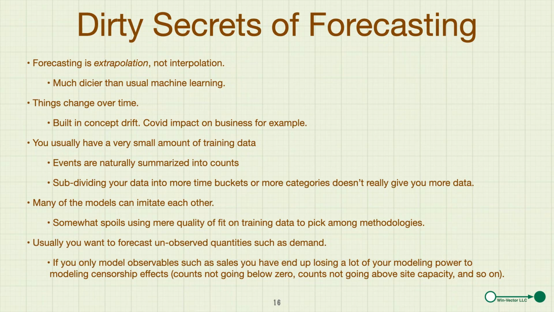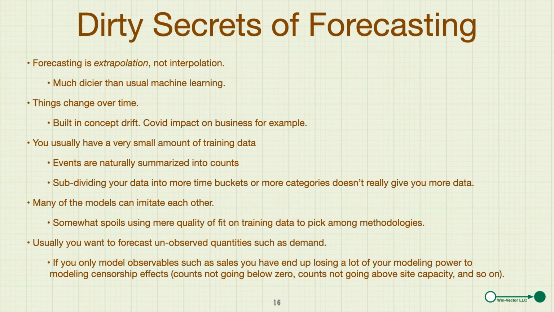Many of the models can imitate each other. They can make identical predictions with different parameters. This kills the usual methodology of we will just use quality of training fit to find the best model. Yes, you'll find the best model, but you don't know that you've eliminated other models that may have been similarly good and have different predictions.